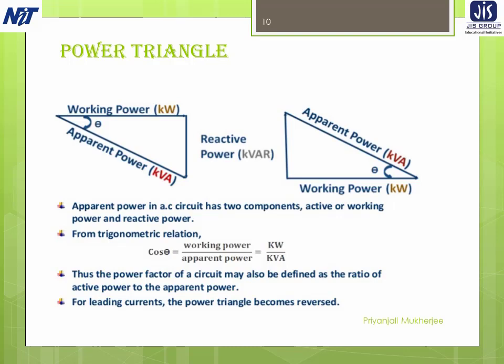And the power factor of a circuit may be defined as the ratio of the active power to the apparent power. And if we consider leading currents, the power triangle becomes reversed.